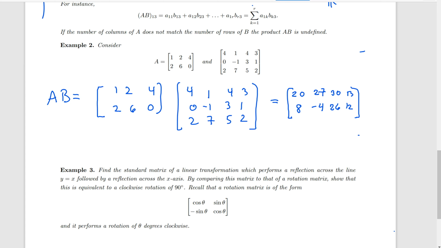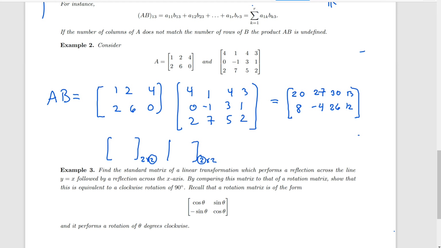Before, since we had matrices in R2 that were linear transformations from R2 to R2, it worked. The product worked because the inner dimensions work, and we got a matrix that was also 2 by 2 because the outer dimensions were 2 and 2. But it doesn't have to be this way.